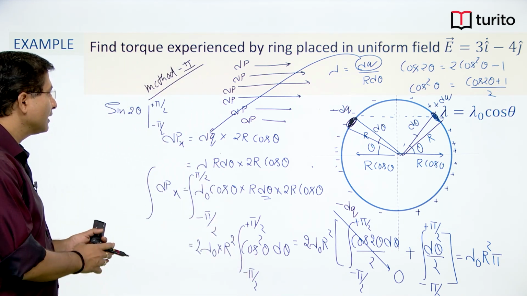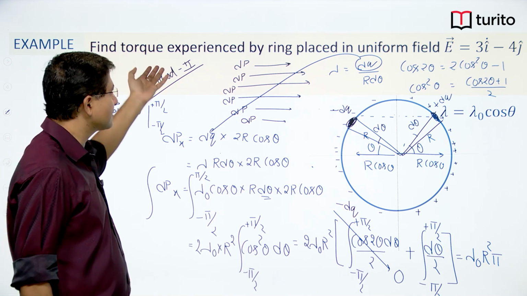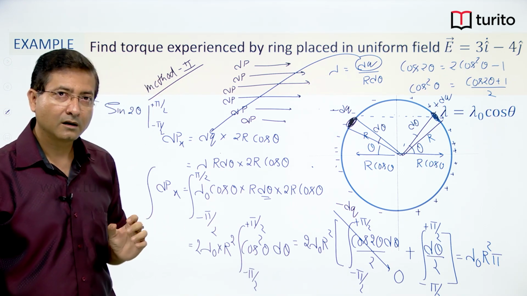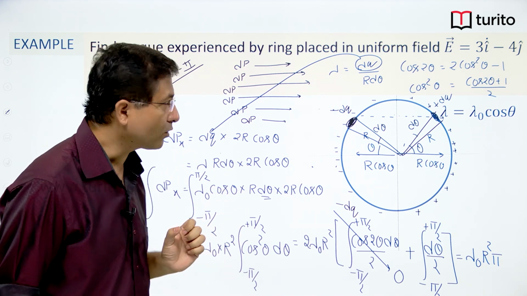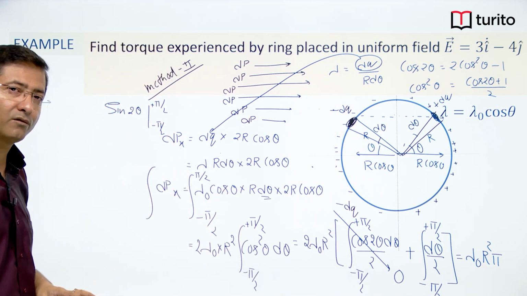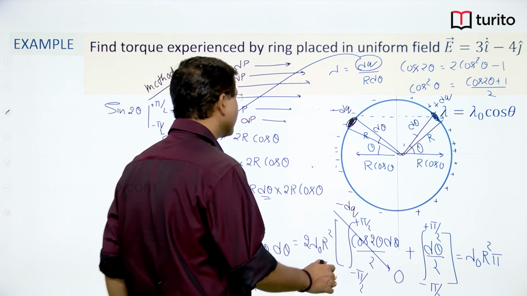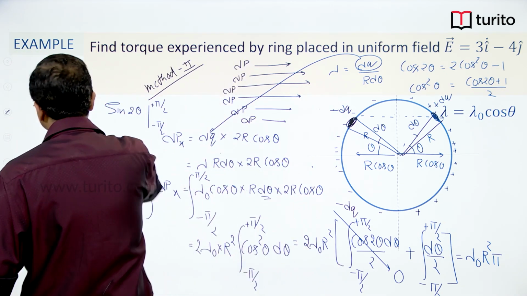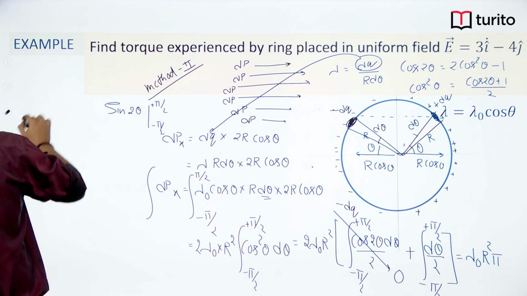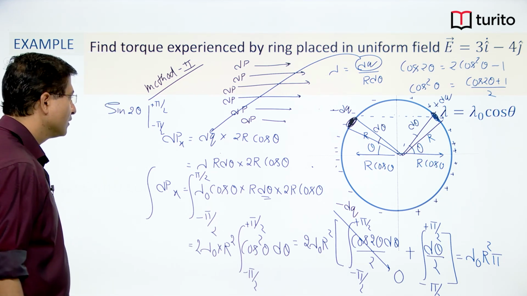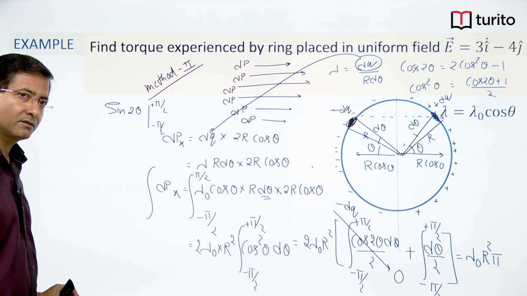So now let us get back to what the question is. Question is torque. We need to find out torque. Torque it experiences when it is placed in uniform field, which is given by 3i minus 4j. So first part is over, we calculated dipole moment. Using that dipole moment I can calculate torque. So I will erase all this which is not required.